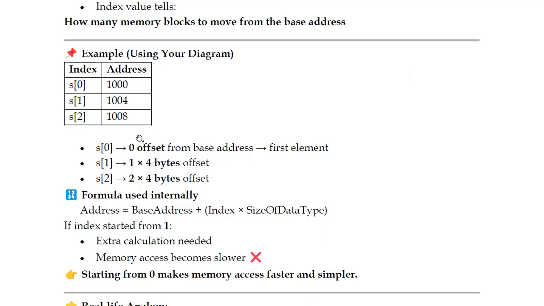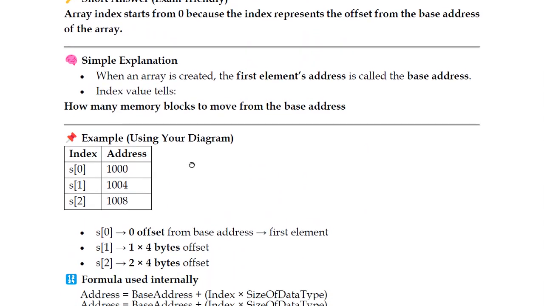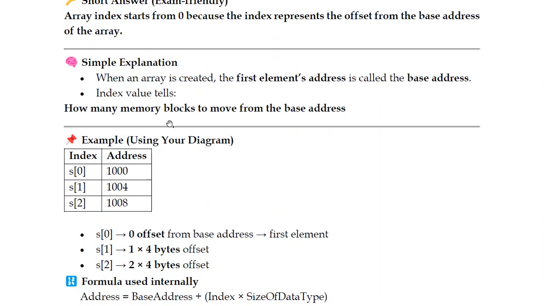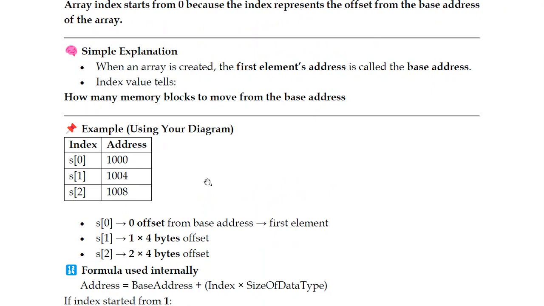Now I think you are getting the logic why we are starting from the index number 0. After this, the base address is 1000, index is 2. So 2 into, what's the size of data type? 4. So 2 into 4, 8. So 1000 plus 8, what will happen? 1008. So this is the reason the index starts from 0.